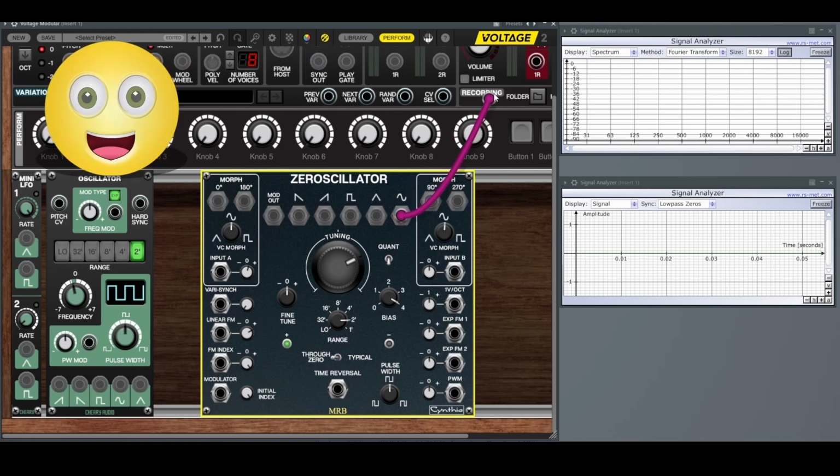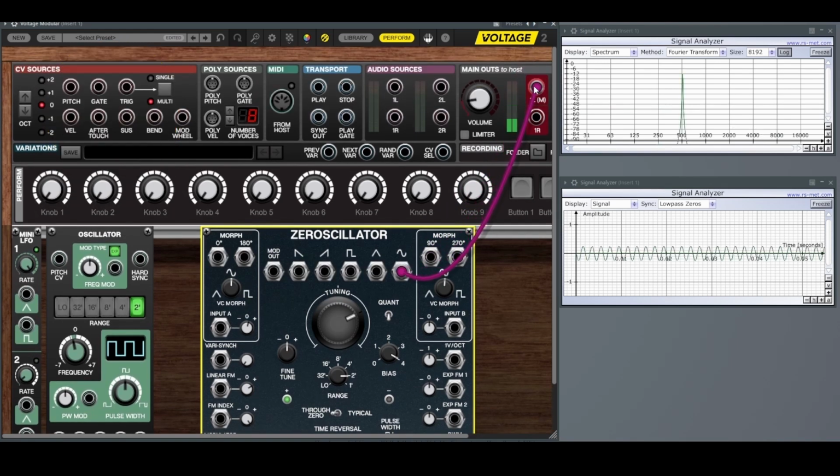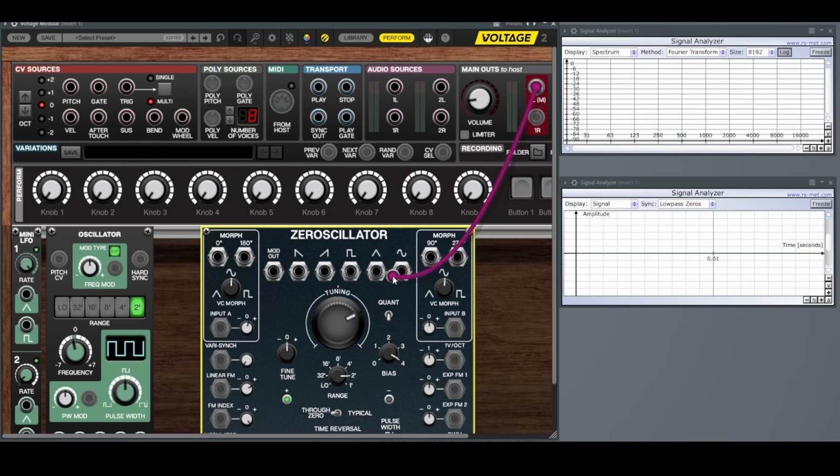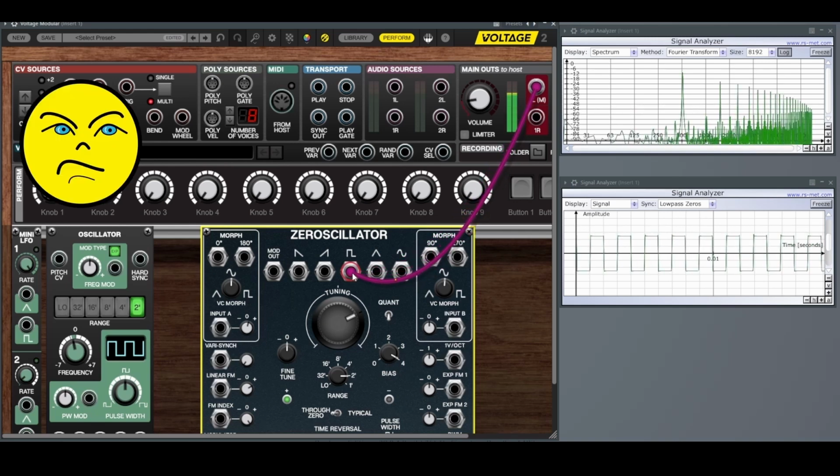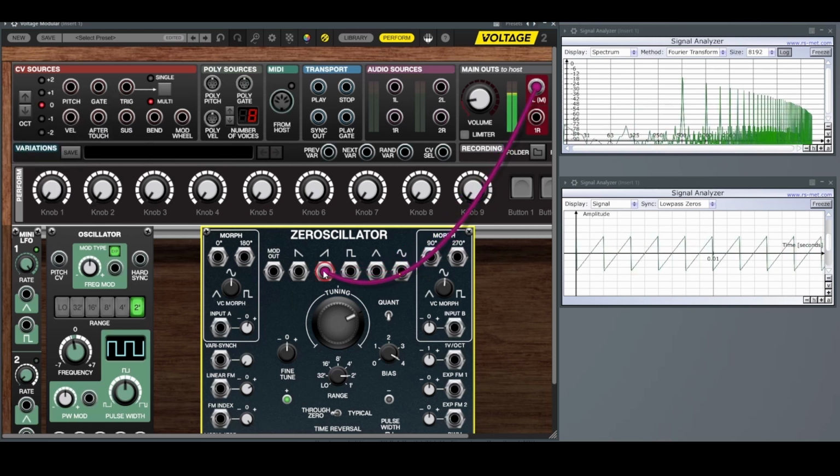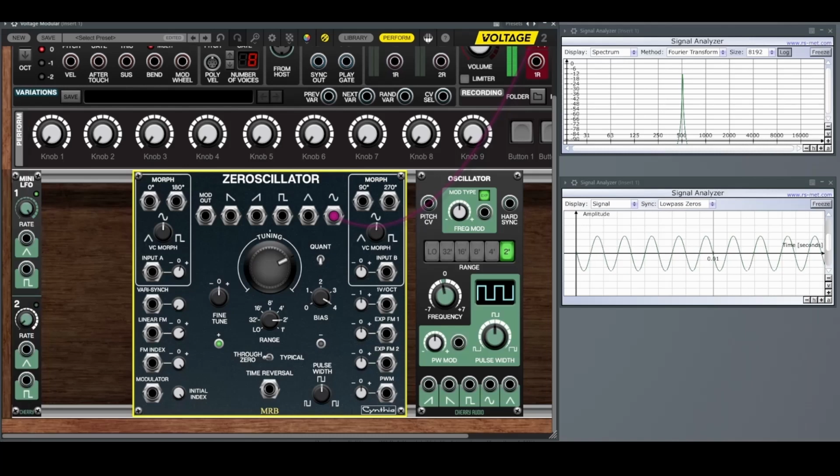Some sound at first. So I patched the Zeroscillator's outputs from sine to mod out, one after the other, into Voltage Modular's main audio out. Just to discover there's nothing special about these waves, and the mod out is even completely silent. Later more about the mod out jack.